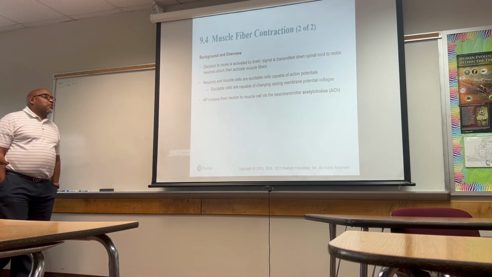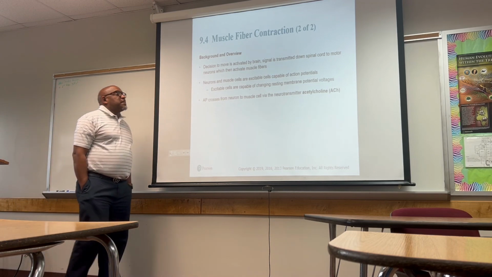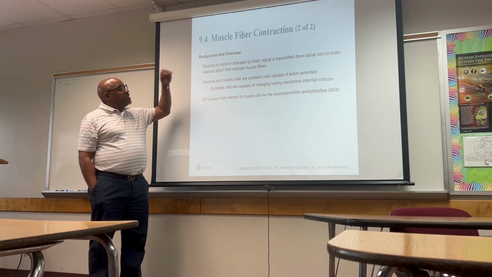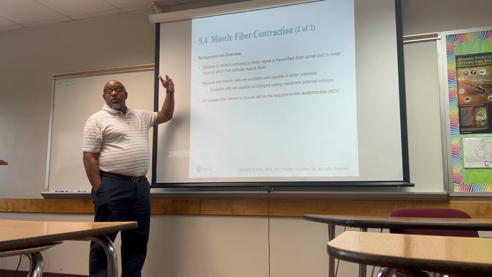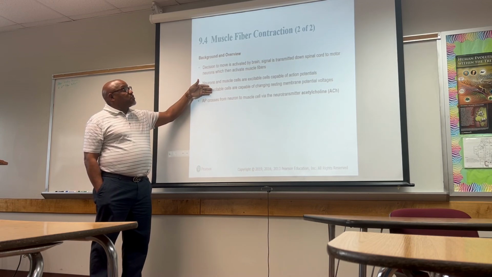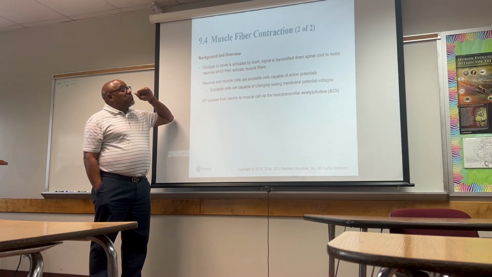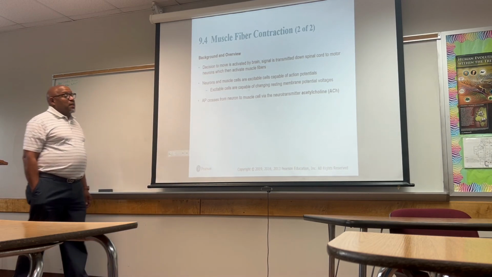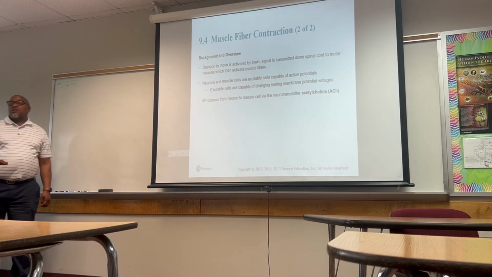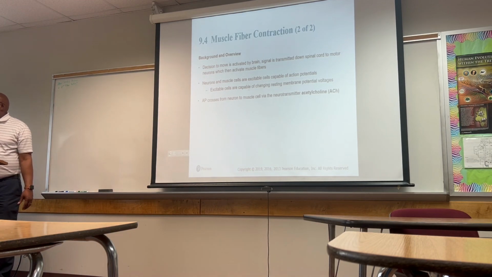Now, muscle fiber contraction, you guys. The decision to move is activated by the brain. Signals are transmitted down the spinal cord to motor neurons. Neurons and muscle cells are excitable cells. We already mentioned that, capable of action potentials. Excitable cells are capable of changing the resting potential, and the action potential crosses from the neuron to the muscle cell by the neurotransmitter acetylcholine. So we're going to add to what we've been talking about.